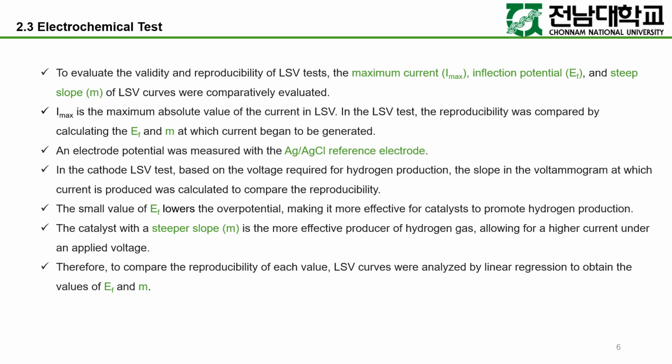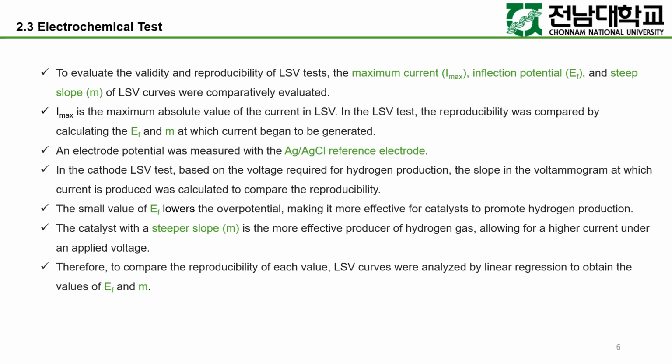Next is electrochemical test. Linear sweep voltammetry, LSV, was performed using different counter-electrodes to compare electrochemical test reproducibility of anode and cathode performances. LSV was performed in a 3-electrode system. To evaluate the validity and reproducibility of LSV tests, the maximum current, Imax, inflection potential, EF, and steep slope, M, of LSV curves were comparatively evaluated. Imax is the maximum absolute value of the current in LSV.